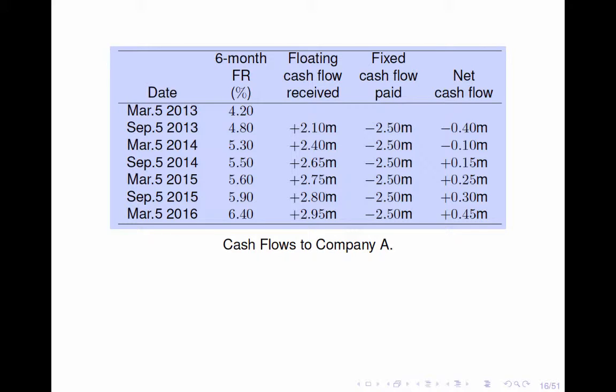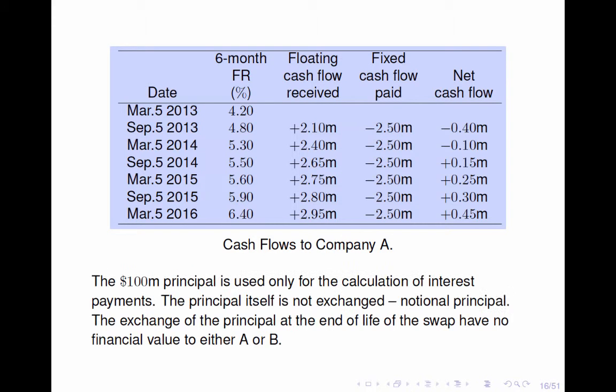Since the fixed rate paid by company A is 5% per annum with semi-annual compounding as well, it is easy to get that the fixed payment amount for each period is $2.5 million. Thus, we can get the net cash flow stream to company A for the 3 years, which is listed in the last column.